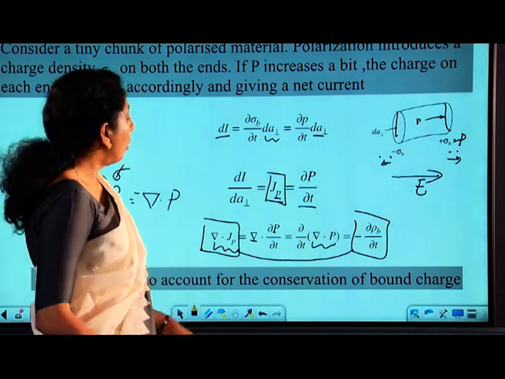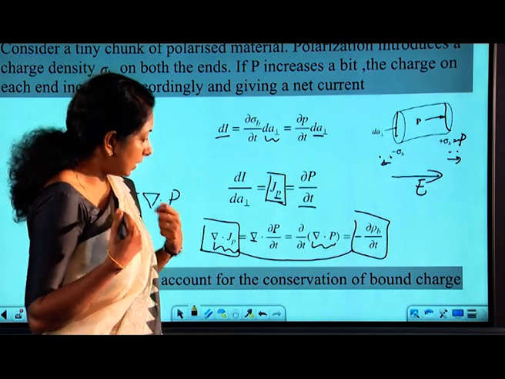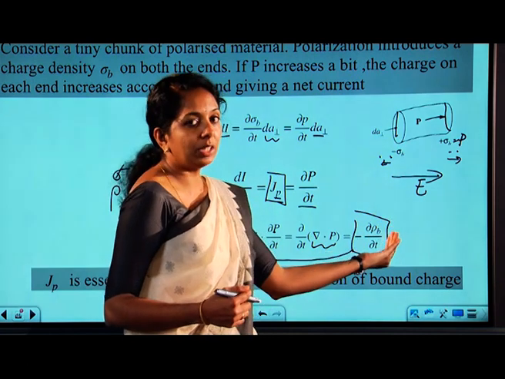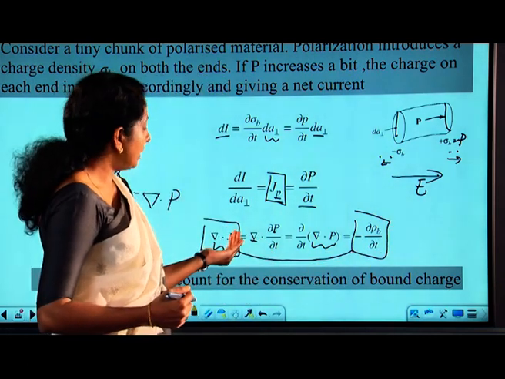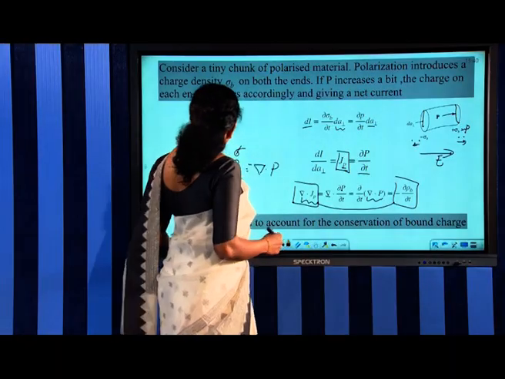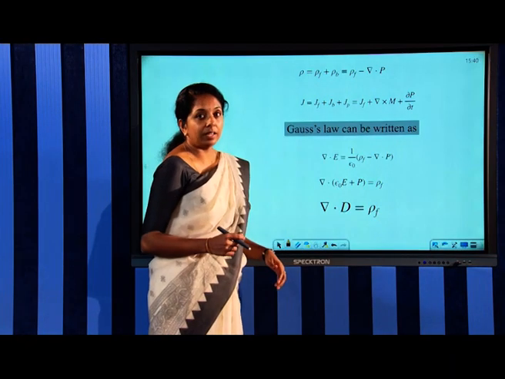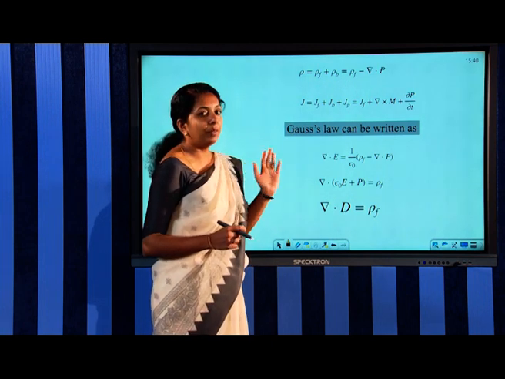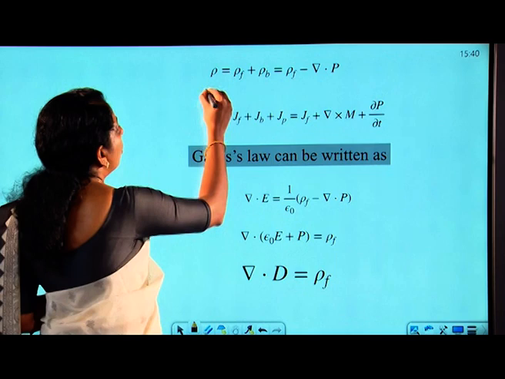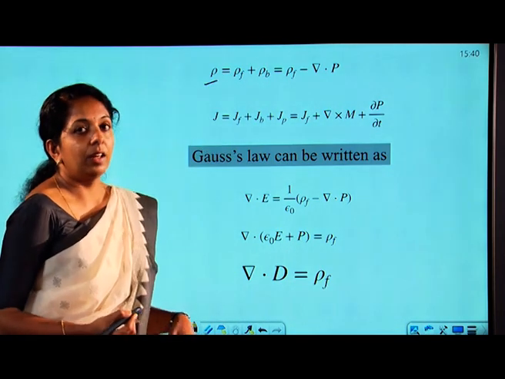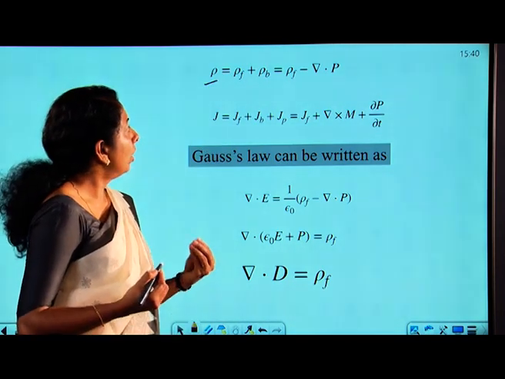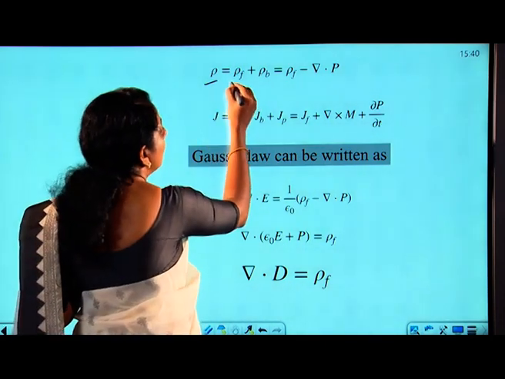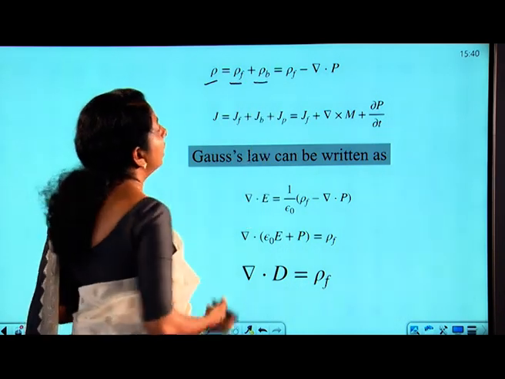That means polarization current density is necessary to conserve the bound charge, because some of the bound charge flows as polarization current density. Now, we are going to rewrite the charge density and current density in terms of free and bound. So, rho is charge density. We know one more type of charge density, that is bound charge density.